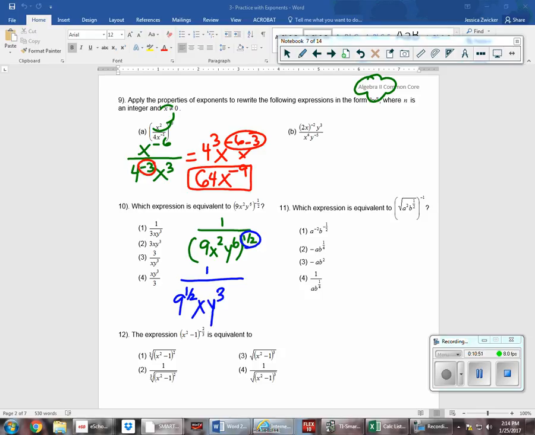How did I get those numbers? Well, I distributed the 1/2 to each term inside the parenthesis. 2 times 1/2 is 1. 6 times 1/2 is 3. Think about it as half of 6 and half of 2. That gives me 1 over 3, put it in your calculator if you're not sure, x y cubed. So that is choice 1.